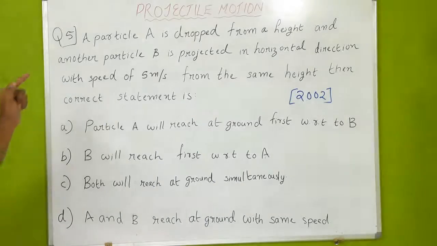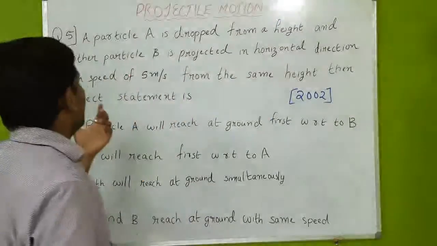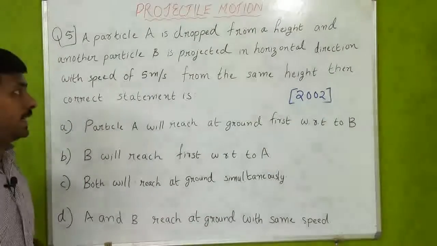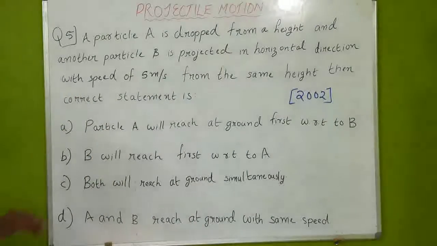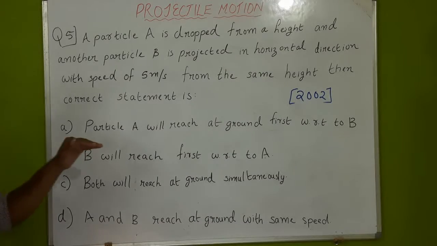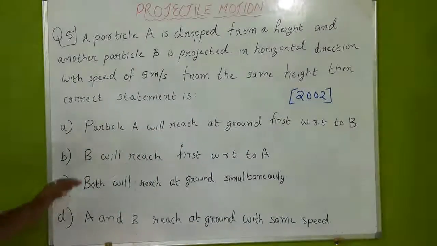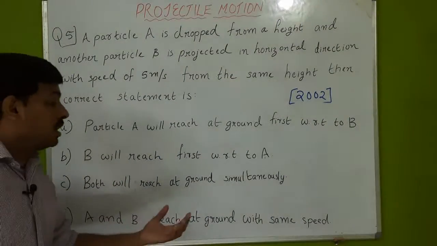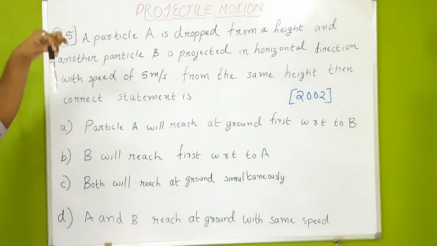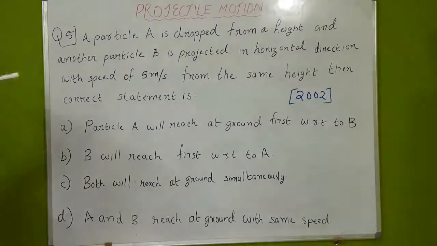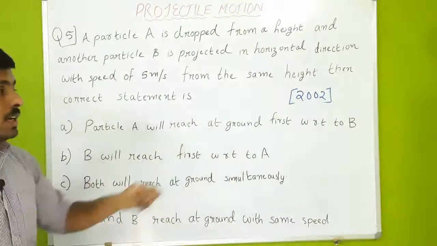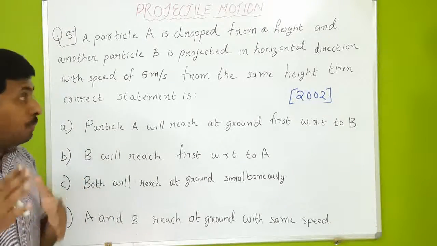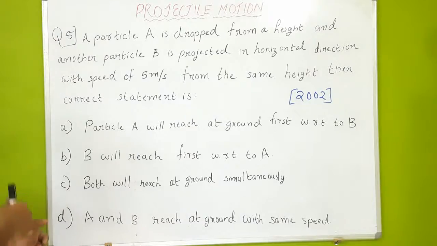Question number 5. A particle A is dropped from a height and another particle B is projected in the horizontal direction with a speed of 5 meters per second from the same height. Then the correct statement is: particle A will reach the ground first with respect to B; B will reach first; both will reach the ground simultaneously; A and B reach the ground with the same speed. So A is dropped from the height and B is projected in a horizontal direction with a speed of 5 meters per second and reaches the ground. Which of these statements is correct? Please try to do this and after that we will check the answer.